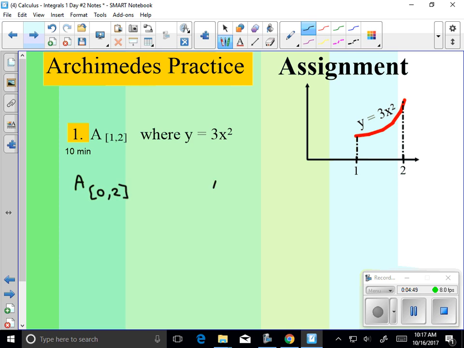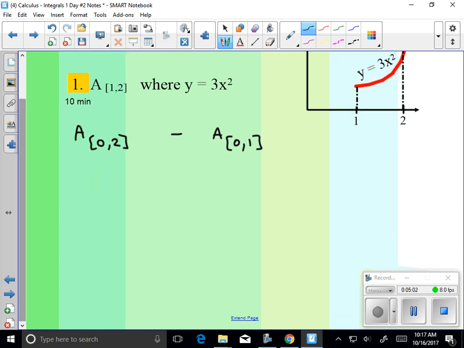And I'm going to find the area under the curve from 0 to 1. And then what do you suppose I want to do with that? Subtract. Okay, so our last step will be to subtract. This is going to get a little bit interesting here, but we're going to roll with it.